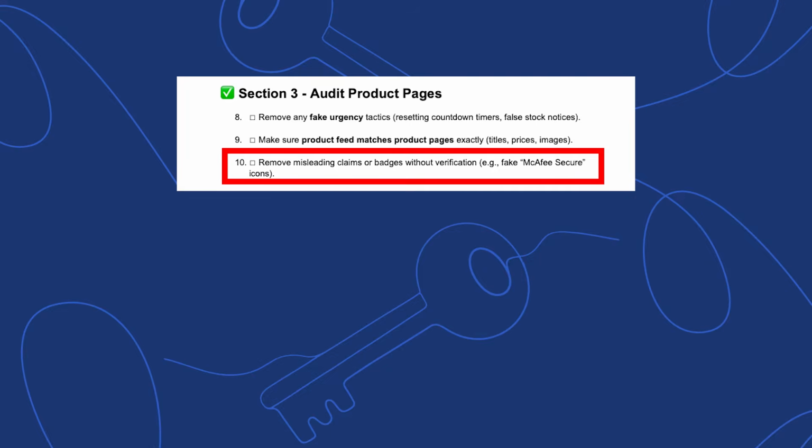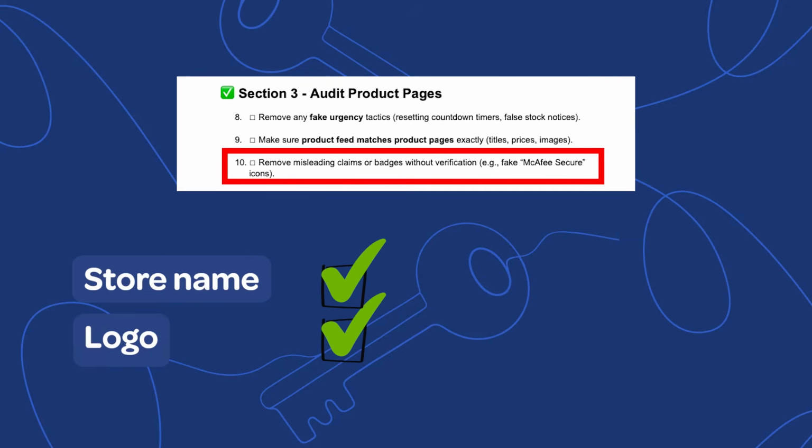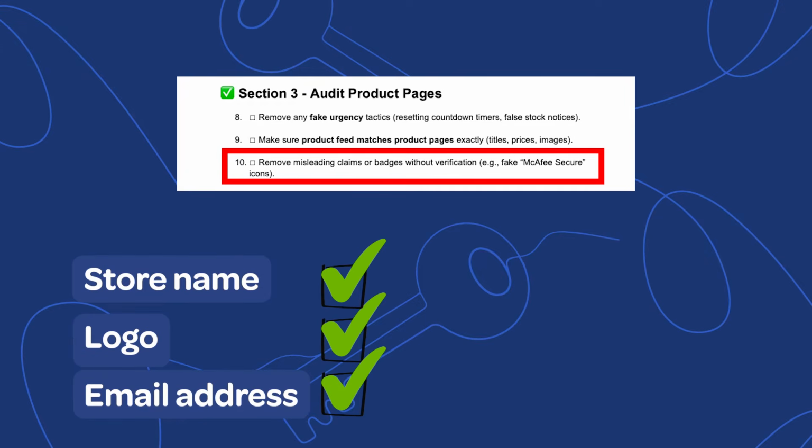Keep your branding consistent too. Your store name, logo, and email address should all match. And if you're dropshipping, be upfront about it. Let people know what delivery times are and who's fulfilling the orders.